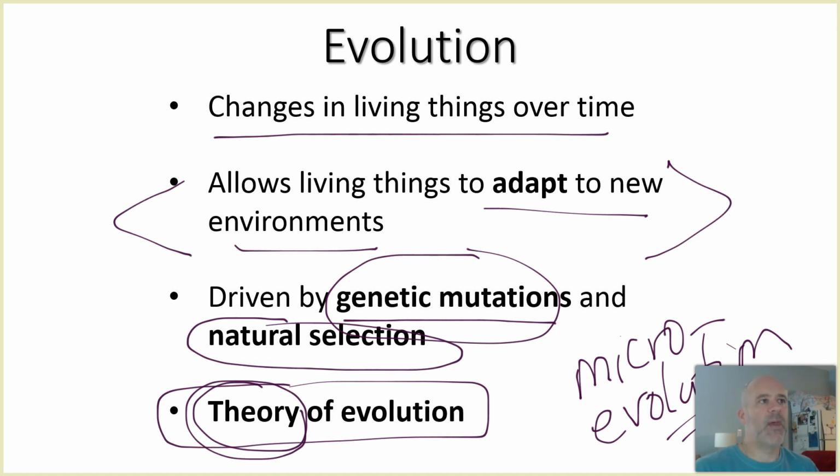When we're talking about macroevolution, like the development of new species of plants and animals and so forth, those are things that take place over very, very, very long periods of time. Not something you're going to see in a typical human lifetime.